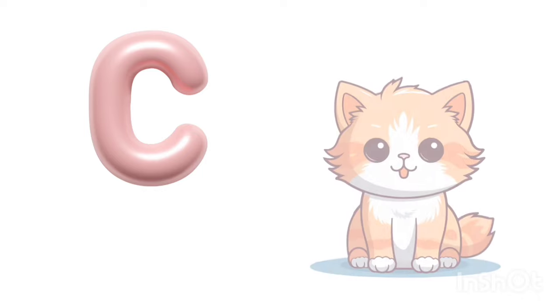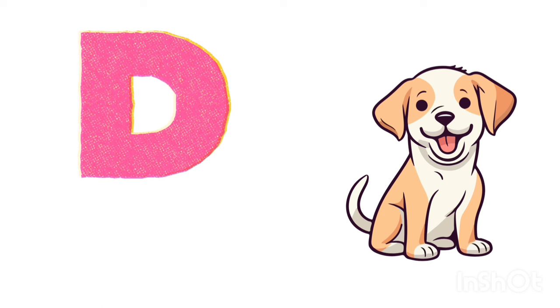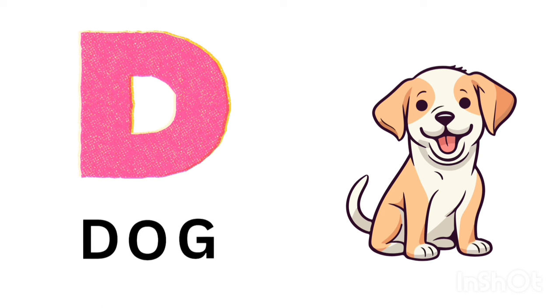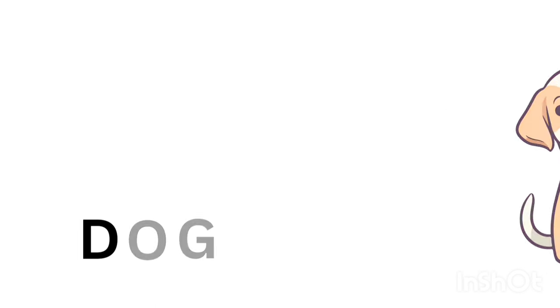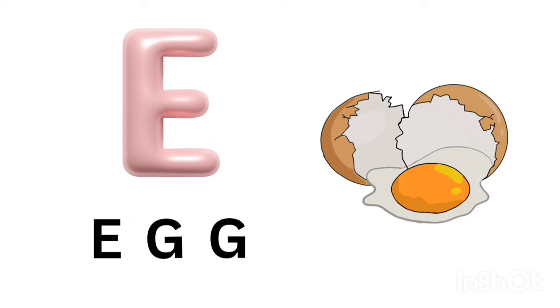C. C for cat. C, A, T. Cat. D. D for dog. D, O, G. Dog. E. E for egg. E, G, G. Egg.